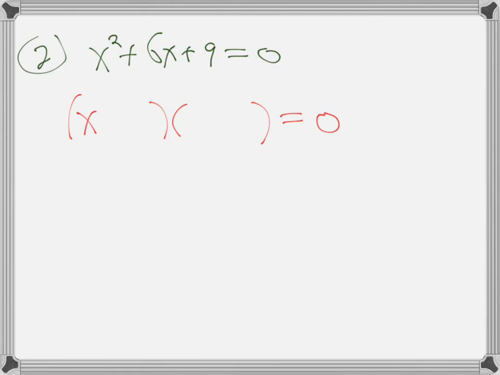So x is in the front. What two numbers multiply to be 9 and add to be 6? What times what is 9? 3 and 3. And they add to be 6.